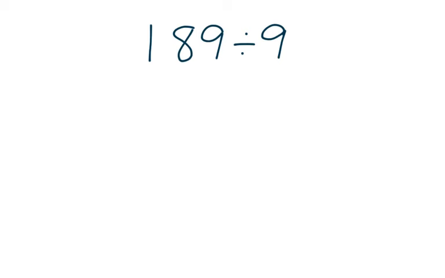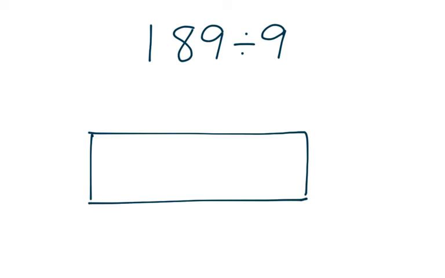189 divided by 9. Set up your area model, draw your rectangle, put your divisor on the side, and then you're going to split your rectangle into pieces. Chip away at that 189 until there's nothing left.